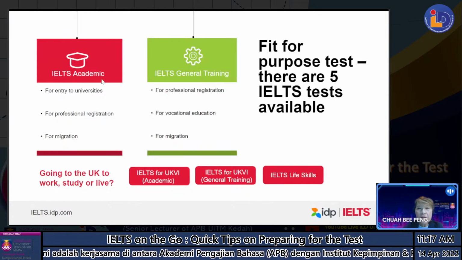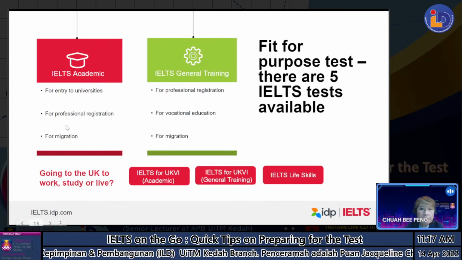Like I said, there are IELTS academic versions, usually for entry to universities and for professional registration. For example, I usually face a lot of medical professionals, who will have to do the academic module. And if you're doing it for work purposes, usually it's general training, right?